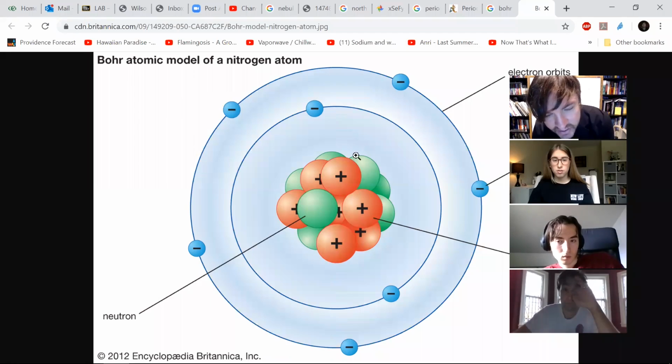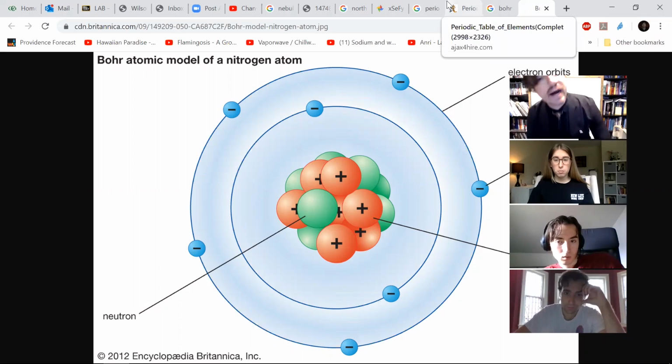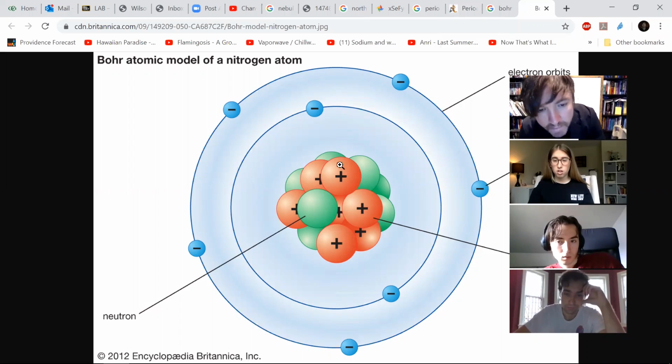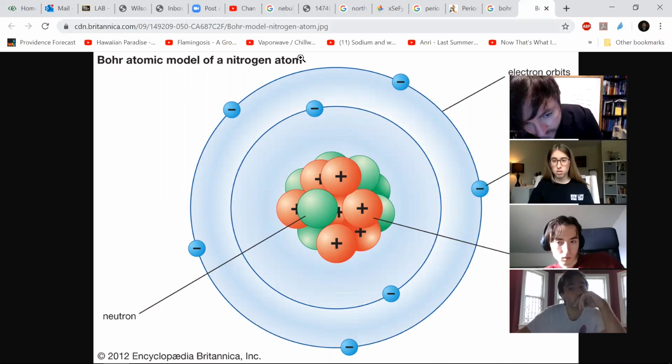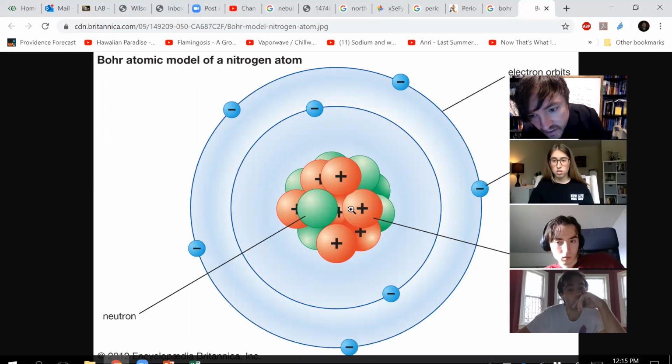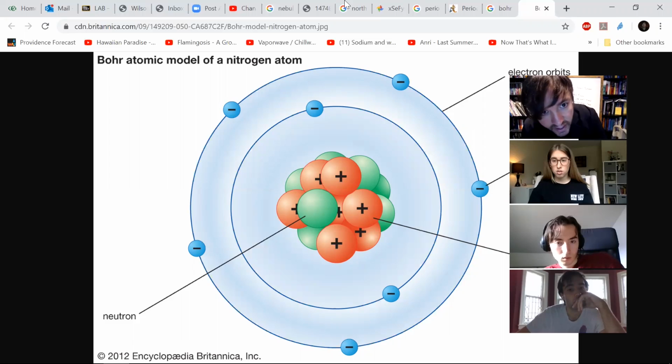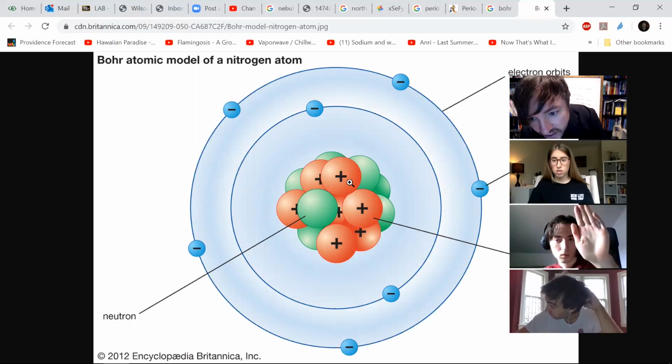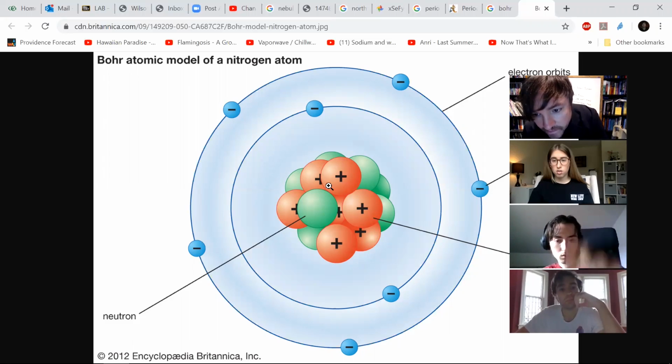This nitrogen atom that you see here is kind of a lie. The electrons should be very, very far away relative to the size of the nucleus. Most of the mass of an atom is contained within the nucleus, and the nucleons, the protons and neutrons, are about the same mass. So it's the nucleus of an atom, protons plus neutrons, that determines its density. And since each isotope in nature has a unique density, yes, Jace.